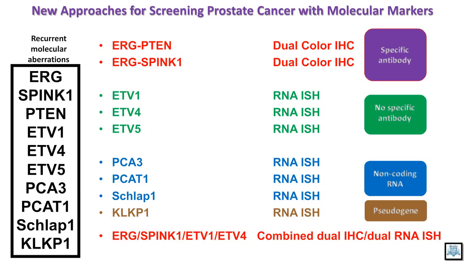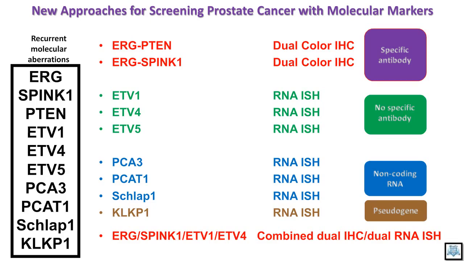And similarly, we found another target, SPINK1, which is identified in about 10% of prostate cancers. Then PCA3, PCAT1, SChLAP1, and KLK3P are the non-coding RNA targets that are well characterized in prostate cancer. They are associated with prostate cancer development and its outcome. So since we have this variety of markers, we are interested in developing methods that can be routinely used for the reliable detection of these markers at the tissue level.